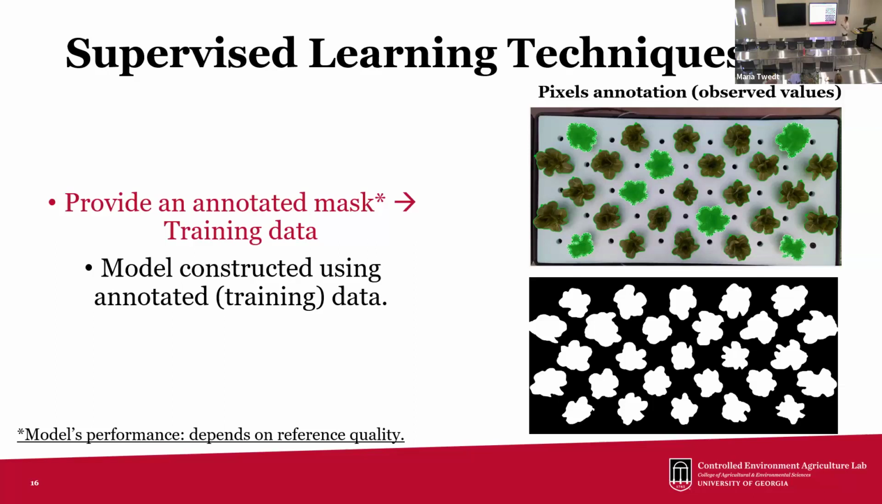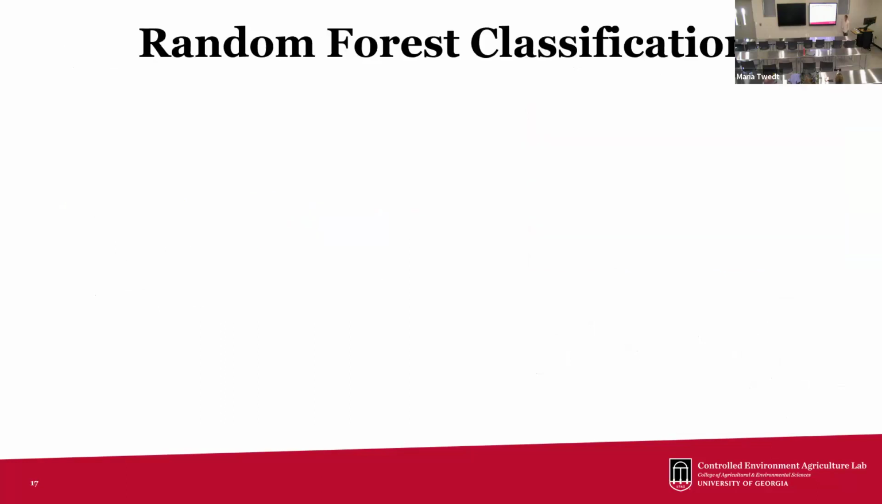So we constructed our models annotating each single image. We used in total 180 images, so we had enough information to train the models that we fit. And that's something I want you to remember: the model's performance will depend on the reference quality. So we need to be really careful about how we annotate or label our images.